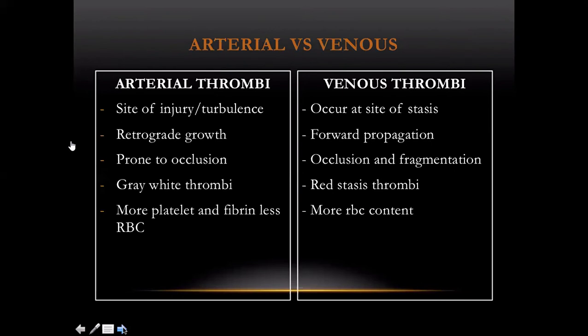Okay? So how will we differentiate arterial from venous thrombi? Usually arterial is from the site of injury or turbulence. Whereas venous thrombi occur at the site of stasis. Whereas arterial is retrograde growth, whereas your venous thrombi is forward growth. And arterial is prone to occlusion. Venous also can be occlusive and fragmentation. Arterial thrombi grossly are gray-white, whereas venous thrombi are red in color. And arterial thrombi are more platelet and fibrin, but less RBC. But venous thrombi, more RBC.